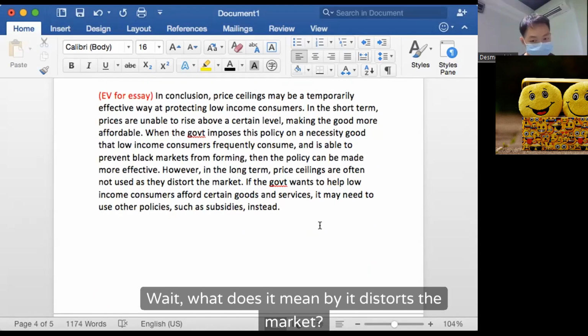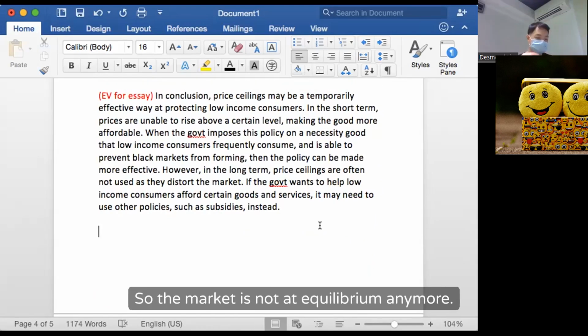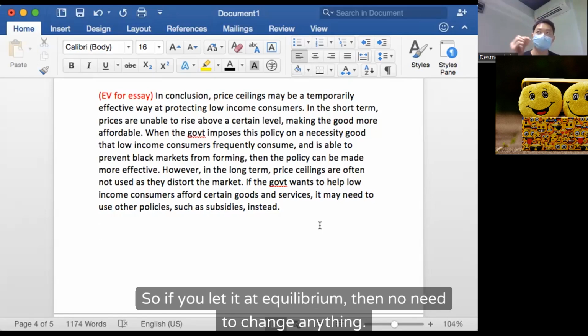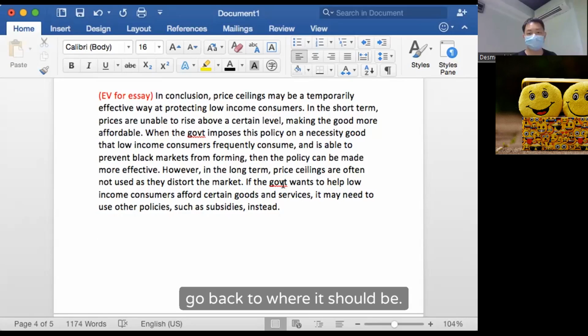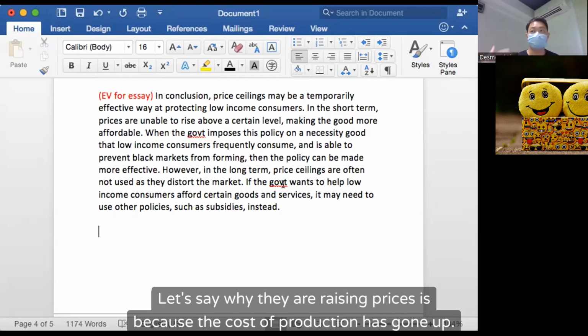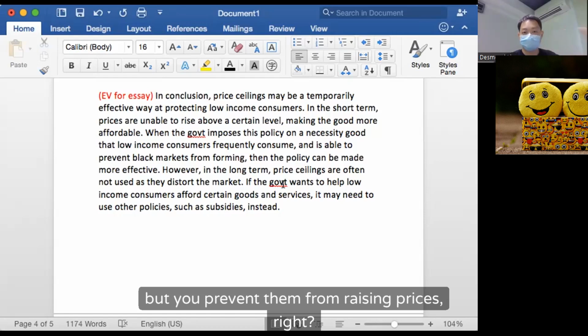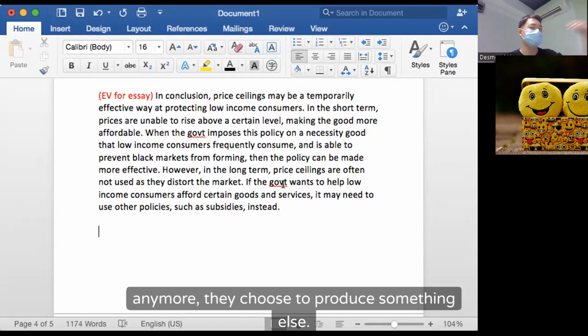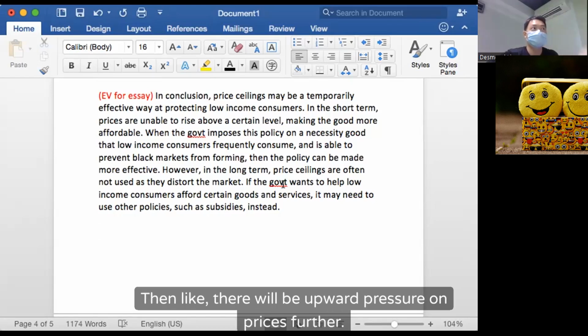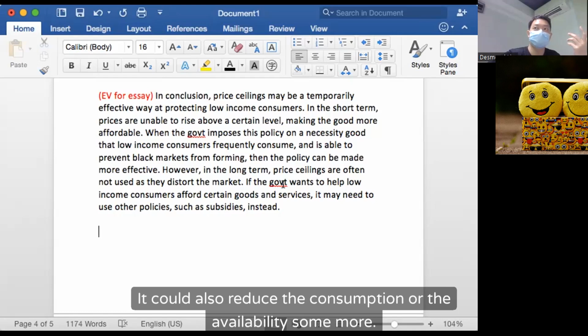Wait, what does it mean by it distorts the market? So the market is not at equilibrium anymore. If you let it be at equilibrium, then no need to change anything. But now you push it to a disequilibrium, a shortage essentially, and the market cannot go back to where it should be. But what's wrong there? Let's say for firms, they're raising prices because the cost of production has gone up. But you prevent them from raising prices, so it could lead to firms leaving the market. They don't want to produce this anymore. They choose to produce something else. Then there will be further upward pressure on prices. It could also reduce the consumption or the availability some more. So it creates more problems.